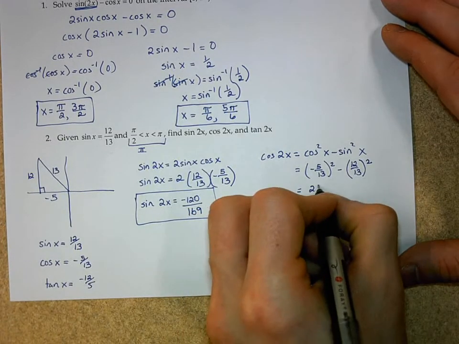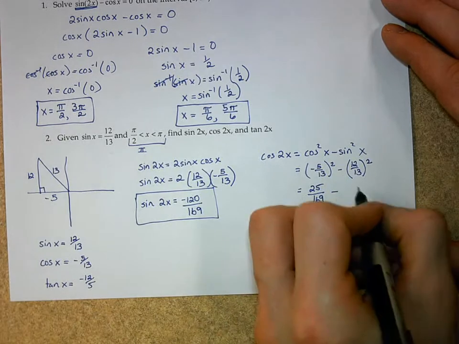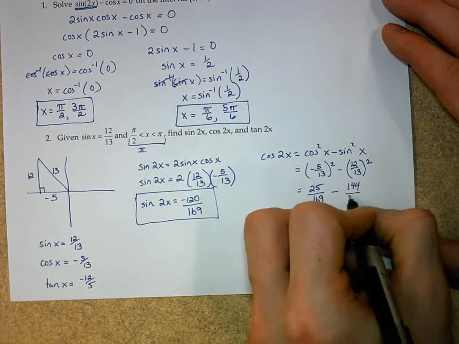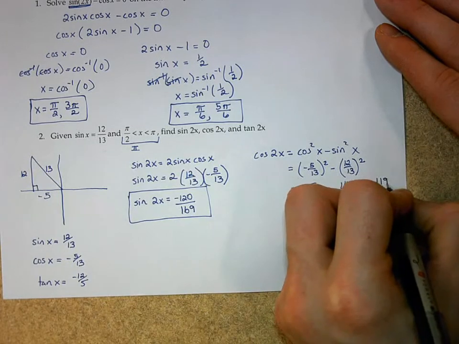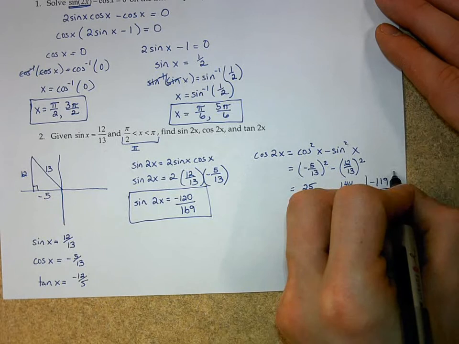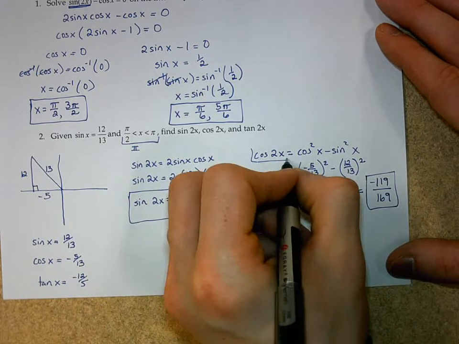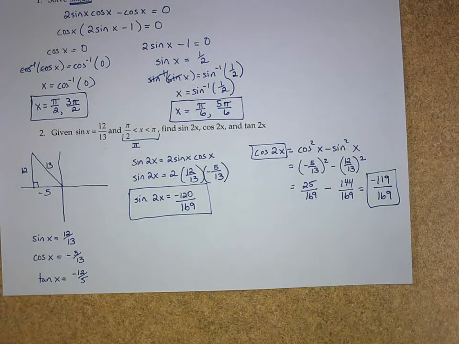So 25/169 minus 144 over 169 is negative 119 over 169. So my cosine of 2x is equal to negative 119 over 169.